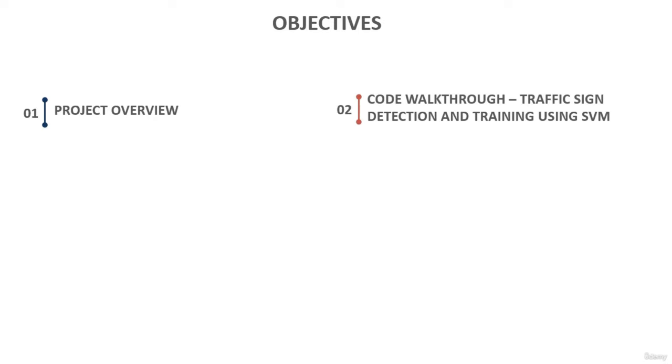Welcome to the project Traffic Sign Detection and Training Using SVM. I'm going to start this project through a project overview session where I'm going to explain the high-level design of the project and its architecture. Then I'm going to proceed to a code walkthrough where I'm going to explain in detail the source code of the project, along with the instructions on how to do the configuration and how to execute the project as well. Finally, I'm going to provide you with the code download instructions so that you can run the project and practice yourself. So let's begin.